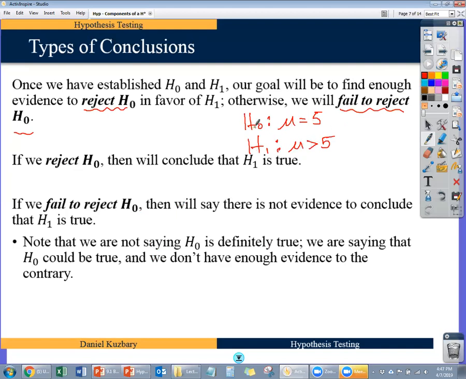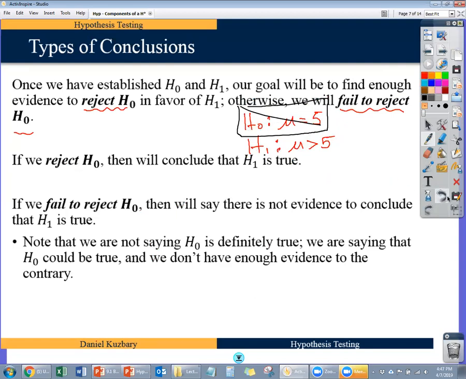So either we're going to reject H naught, in which case we assume this is true the whole time, and then something weird goes on, so we're like, nah, this can't be true. And our conclusion is going to say we have evidence to say the mean's bigger than 5.